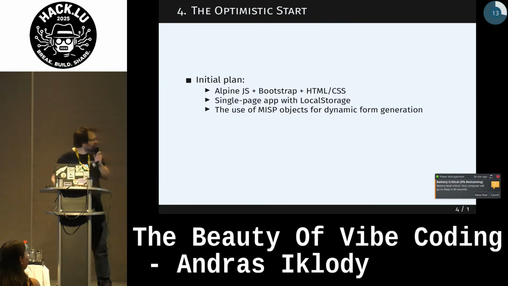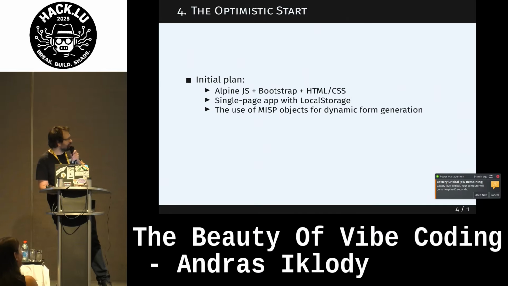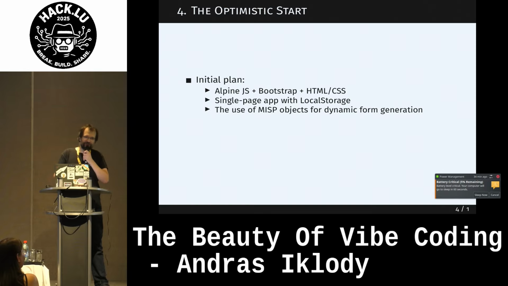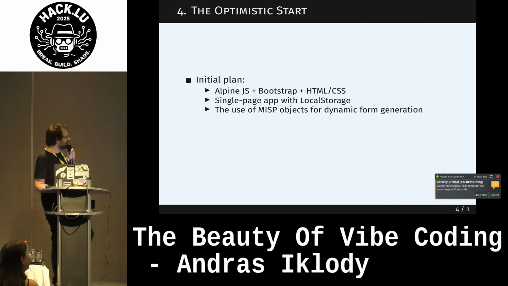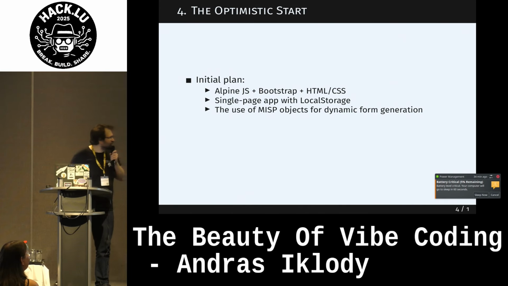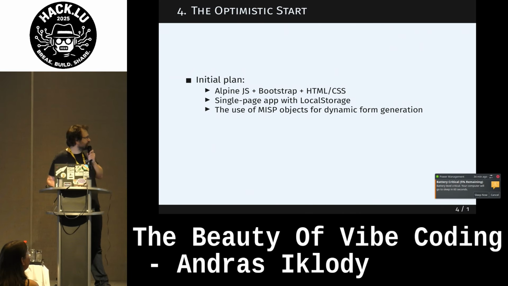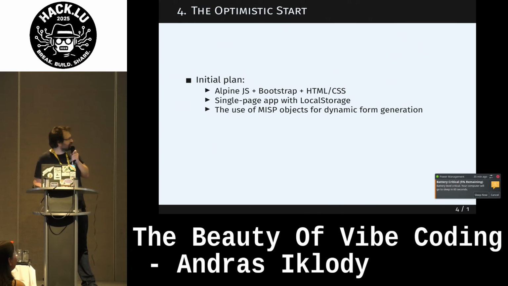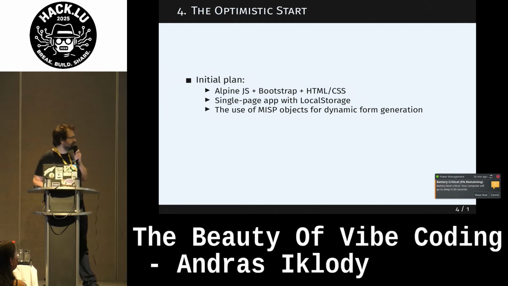The initial plan that the LLM came up with, based on my requirements of what I wanted the application to do, was to use Alpine.js. I had absolutely zero experience with it. I had to Google what the hell it was. So great. Together with Bootstrap and just raw HTML and CSS. The idea was to use a single page application, and for the storage of the tokens on the client side, it would use local storage. So it sounded great.